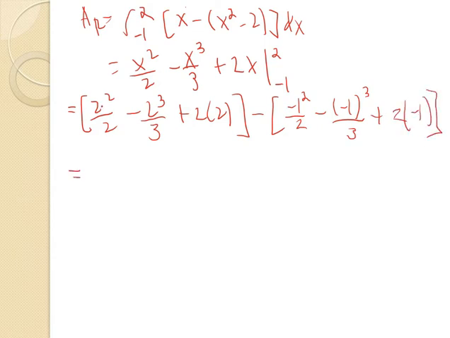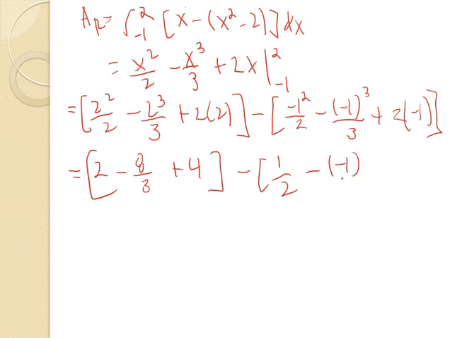This one is 2 raised to 2 is 4. 4 divided by 2 is 2. This is 8 over 3. And then plus 4, minus, we have negative 1 raised to 2 is positive 1 over 2. Minus negative 1 raised to 3 is negative 1 over 3 plus 2 times negative 1 is negative 2.